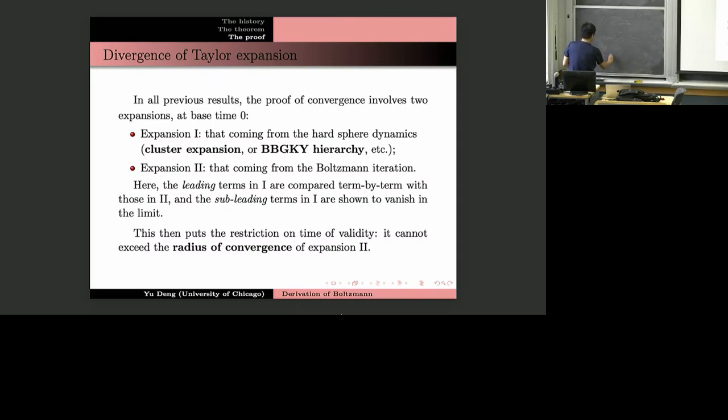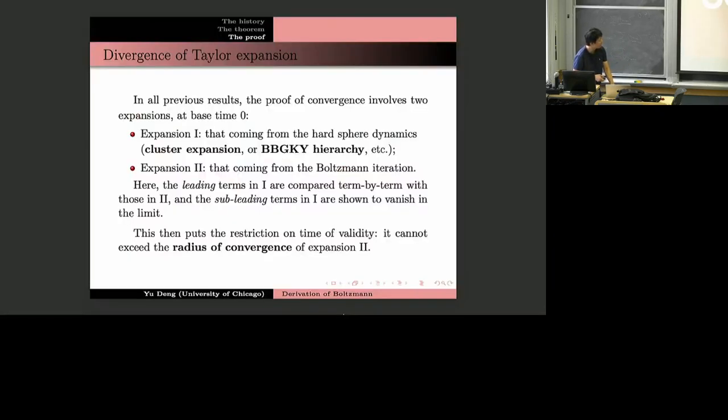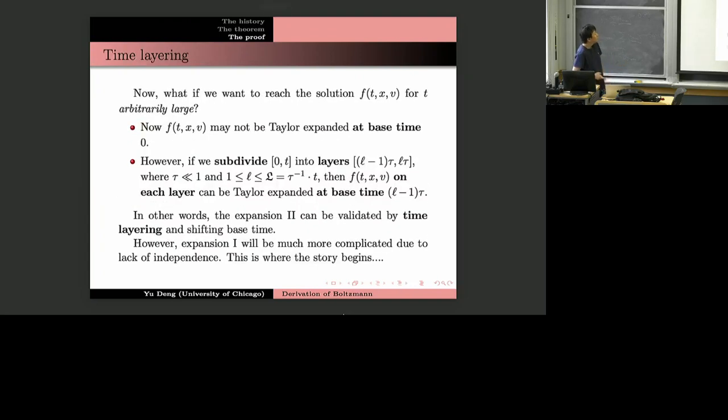Then we get F1 converging to the Boltzmann. So this is a very simple idea that works for all the previous results concerning the short time setting. Now this naturally puts a restriction on the time of validity: it cannot exceed the rate of convergence of the series expansion, which is usually much smaller than the time of existence for the solution. So what happens if we want to extend to long times?